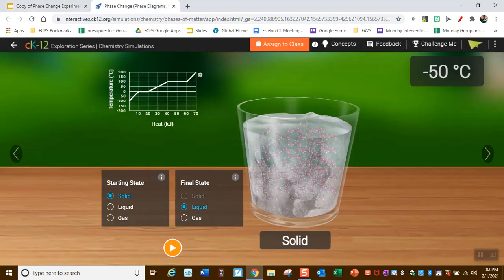So here you're going to push play. You need to watch what happens here. Watch what happens to the molecules. Observe this. And also observe the phase change diagram, okay, at the same time.